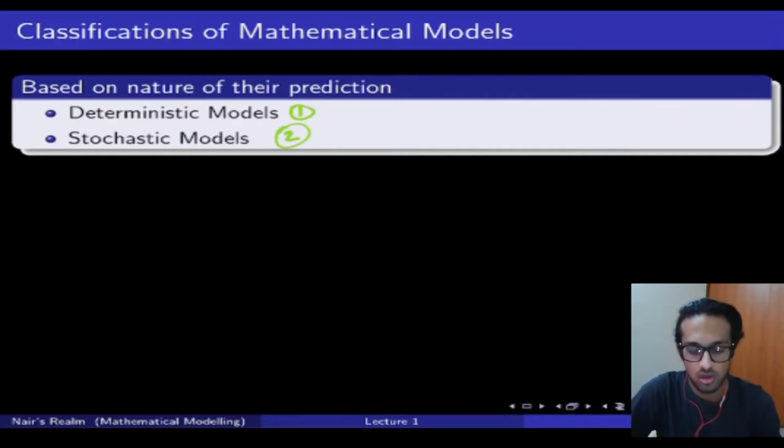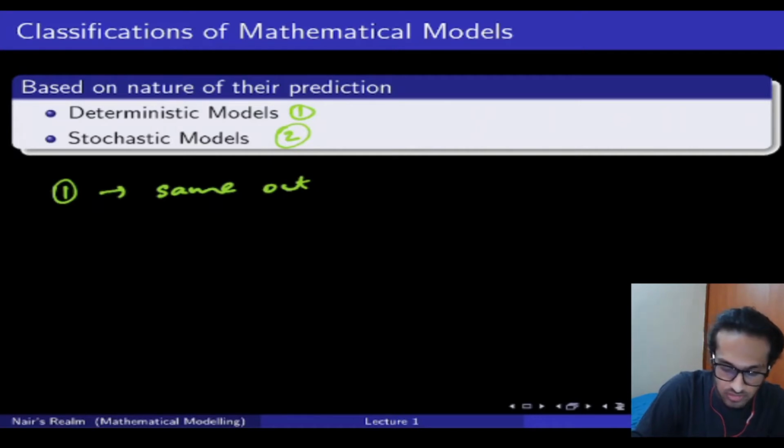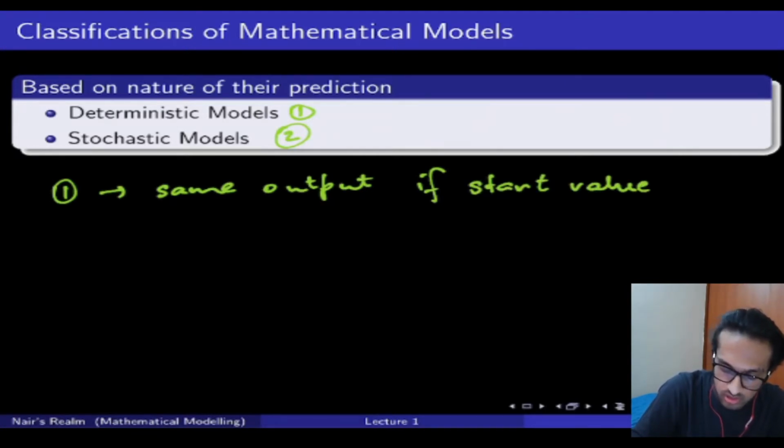So the reason I gave this example is, in the first case, I can use a deterministic model. I don't need to incorporate any probability into it. So it's a very fixed thing, right? So a deterministic model always gives the same output if the start value is the same. Instead of saying same, I guess I can say fixed.